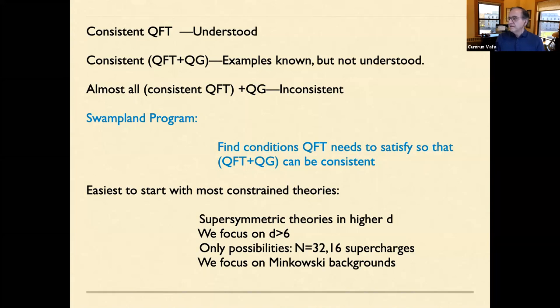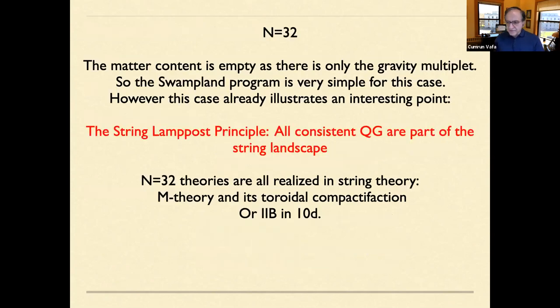We will focus on Minkowski backgrounds. We're looking for Minkowski backgrounds. And the only possibilities with Minkowski backgrounds with supersymmetry are either 32 or 16 supercharges, for dimension bigger than six. These are basically the two cases I'm going to discuss. In fact, the case of 32 supercharges, which is the maximal supersymmetric case, is kind of boring, and I will try to explain why. The reason is that the theories with 32 supercharges have no matter content.